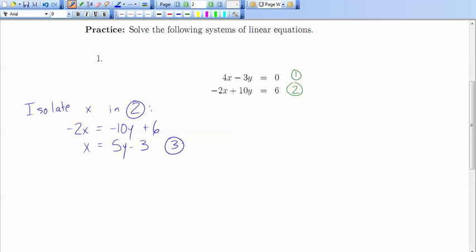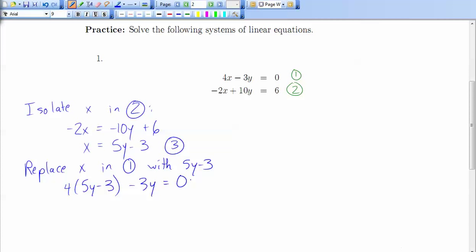We used equation 2 already, so let's use the equation we haven't touched yet, equation 1. So we're going to replace x in equation 1 with 5y minus 3. So what do we get? We get 4 times (5y minus 3). The brackets are very important there because we'll definitely need to distribute. Minus 3y is equal to 0.